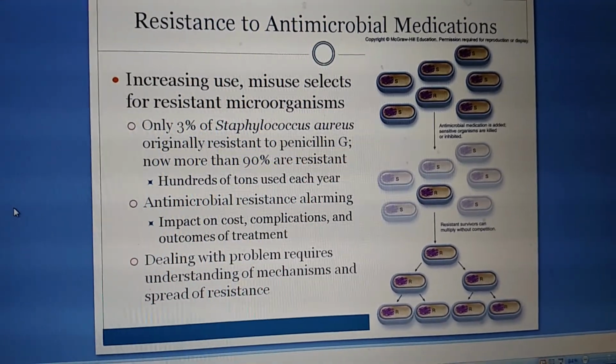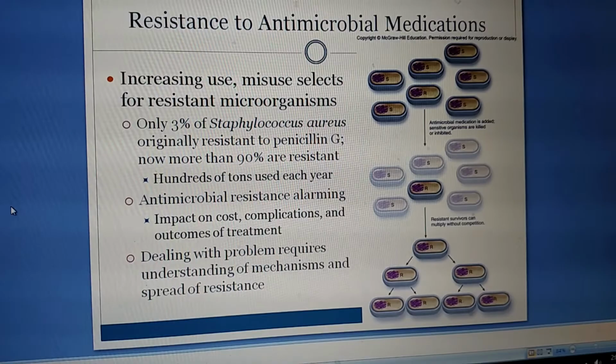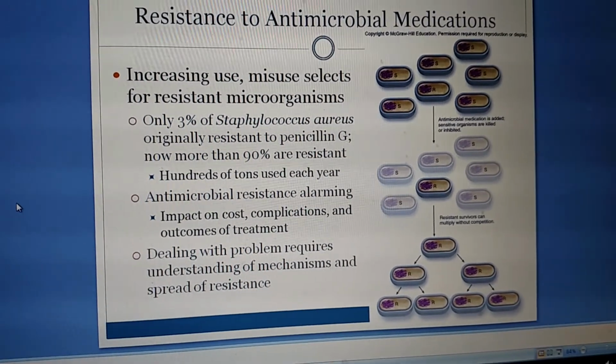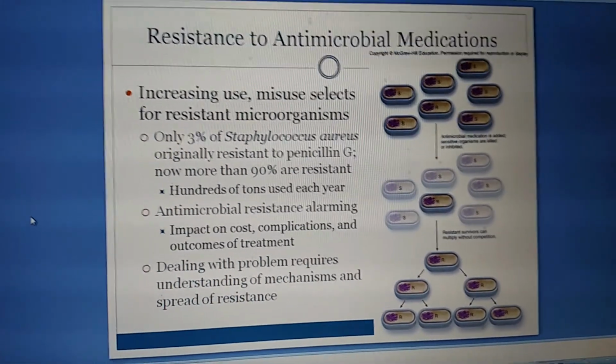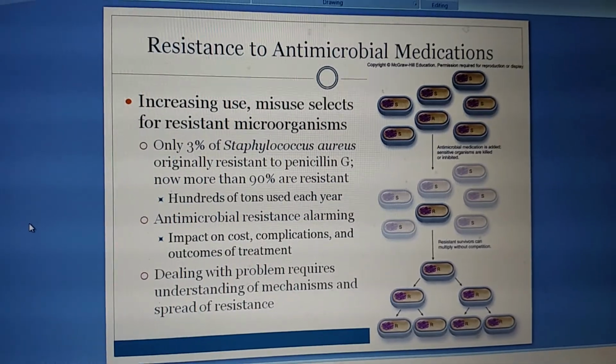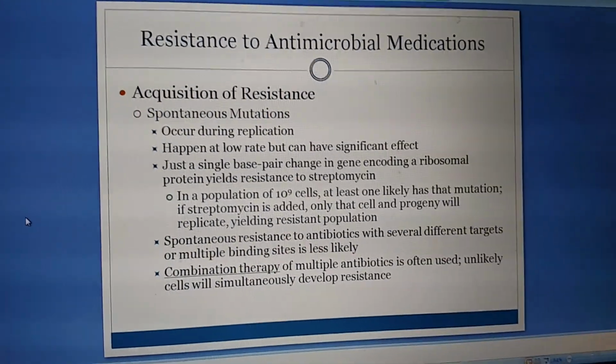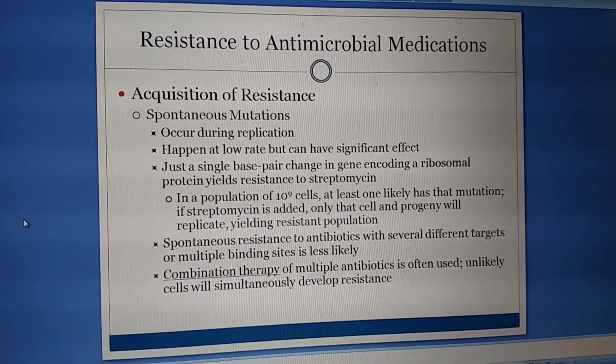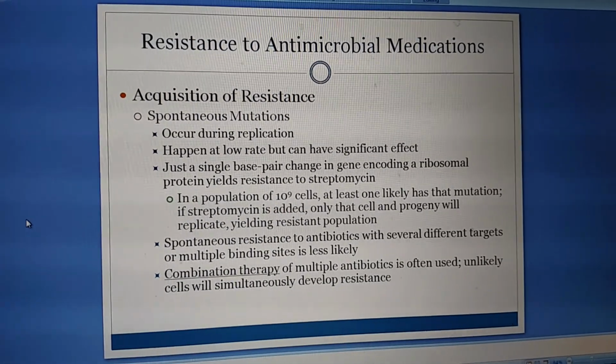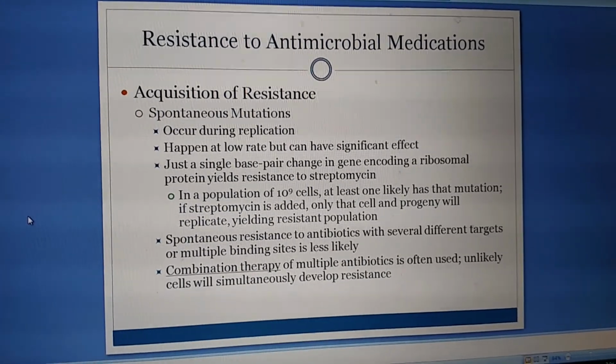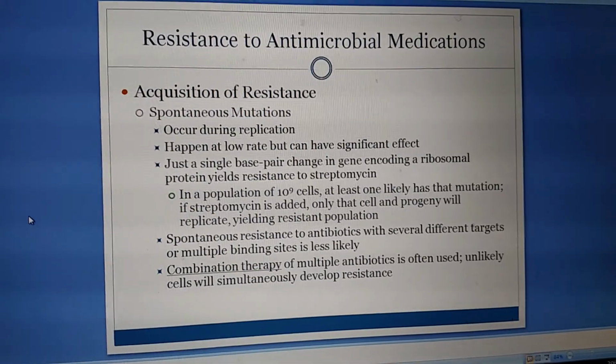The rise in resistance is a problem because it makes medications more expensive, there's complications, it's harder to treat. And dealing with the problem requires understanding the mechanisms and spread of resistance. So remember, we do have spontaneous mutations that can occur during replication. These happen at a very low rate, but they can have a significant effect.